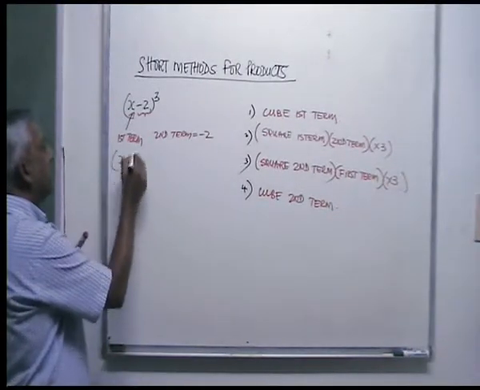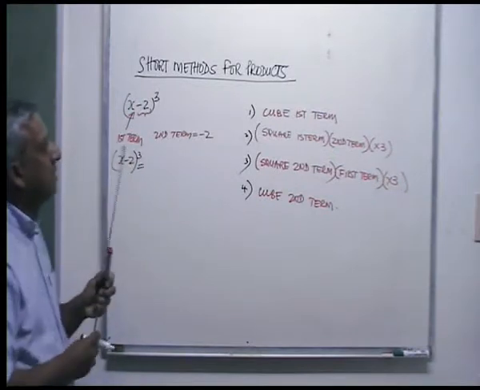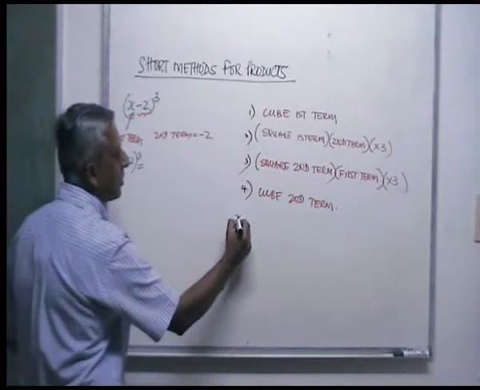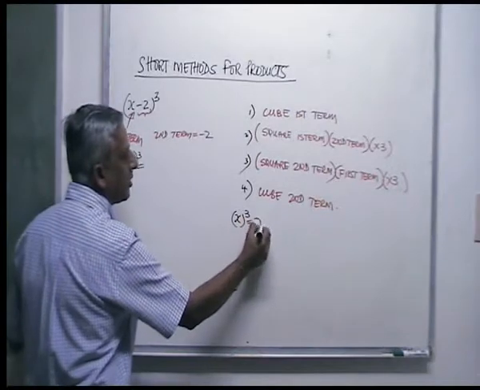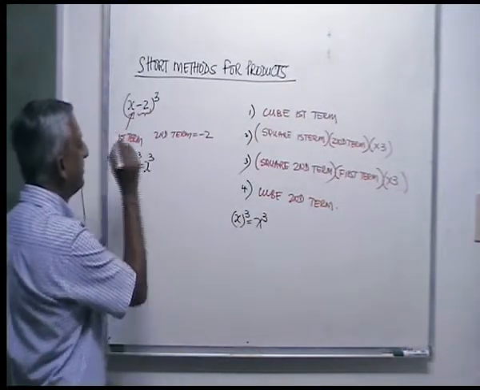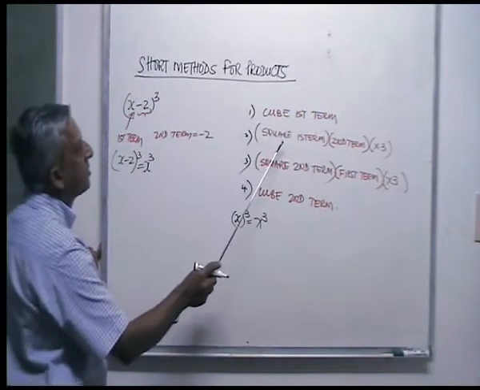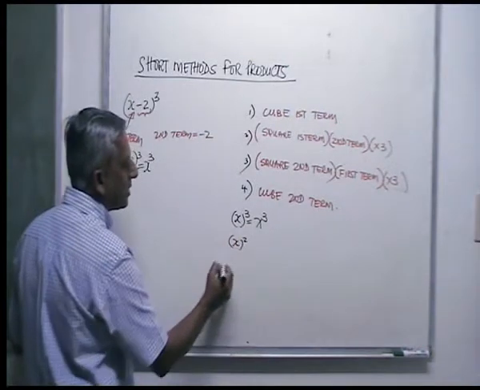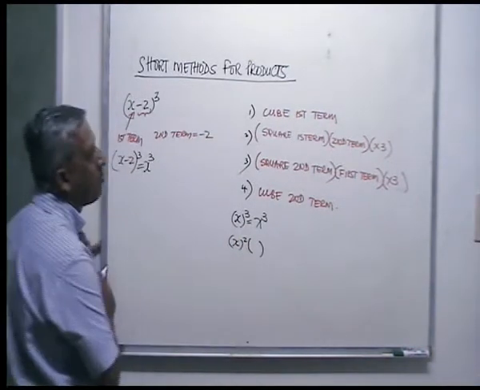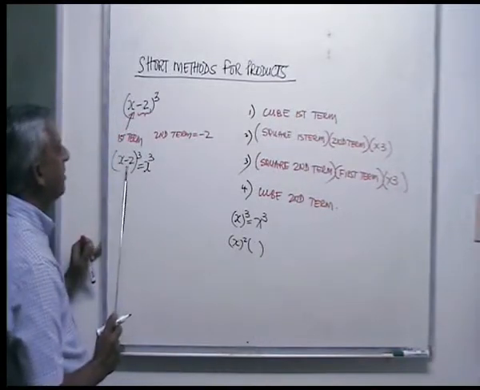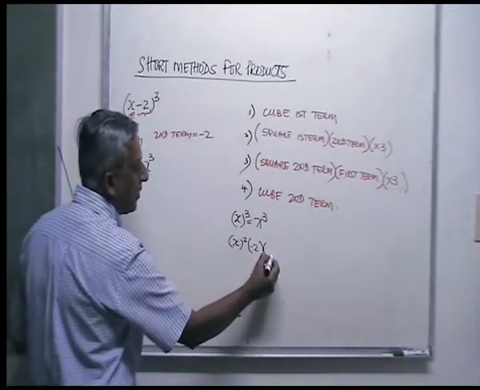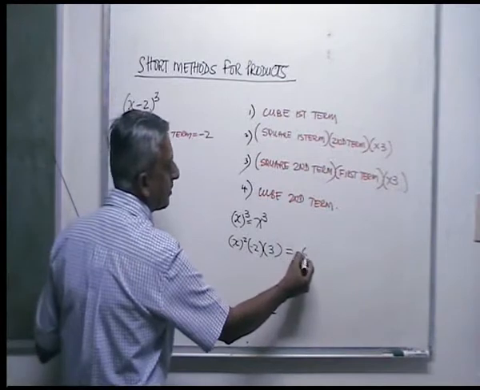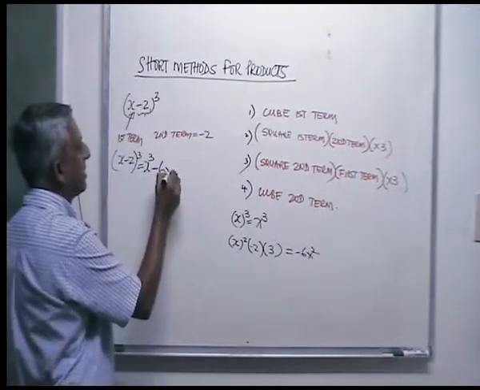So x minus 2 cubed will be, it says cube the first term. The first term is x, so you cube it, and you get x cubed. Then it says square the first term, so there's your x, and I'm going to square it. Then multiply it by the second term, which is minus 2. Then multiply it by 3. If you work this out, you'll get minus 6x squared.